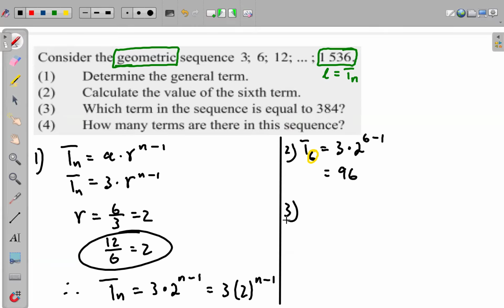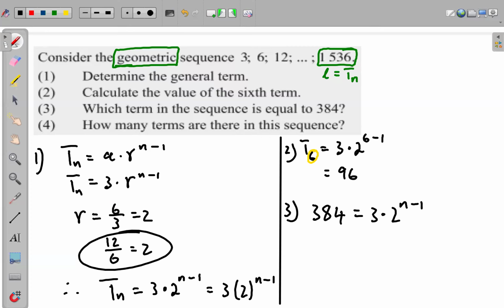Number 3, which term in the sequence is equal to 384? This means that I have a term which is 384, but I need to find the position. So I'm going to solve for n.